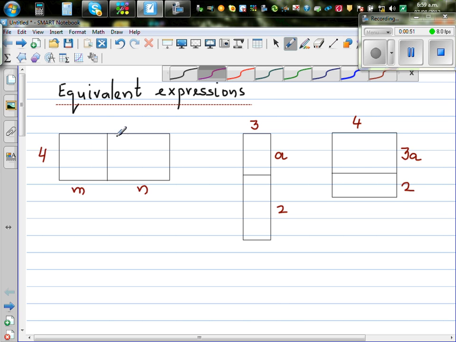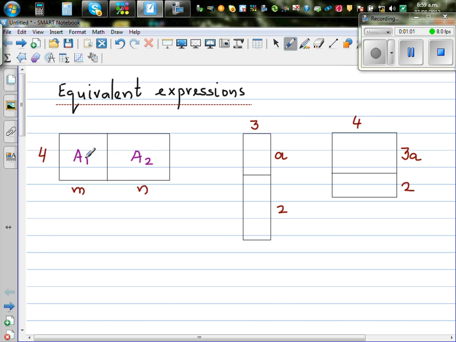So let's call the area of this shape A1, and this one A2. So A1 is the area of the first rectangle. A1 you can say is base times height, which is 4 times m, or m times 4, which is 4m. A2 is the area of the second rectangle. The base is n and the height is 4, so that is 4 times n. So that is 4n.